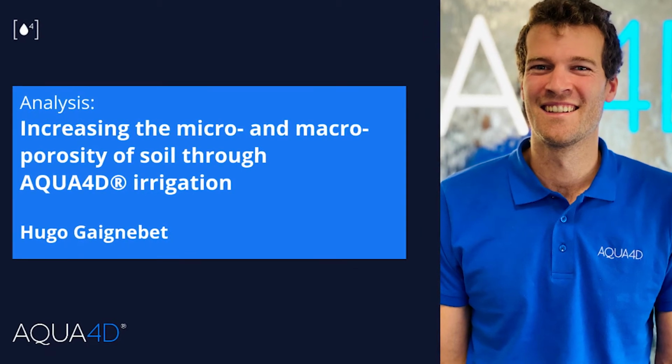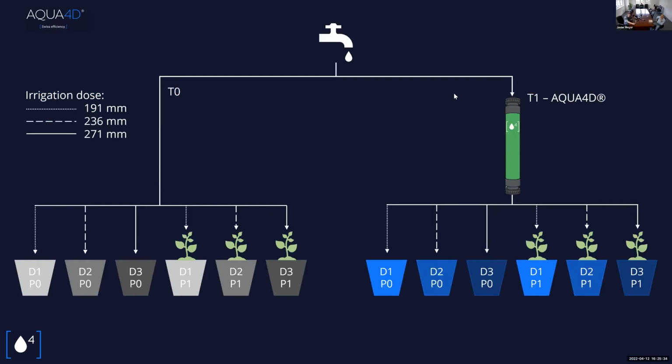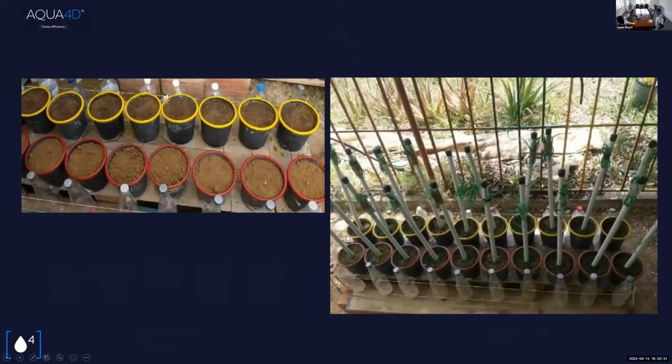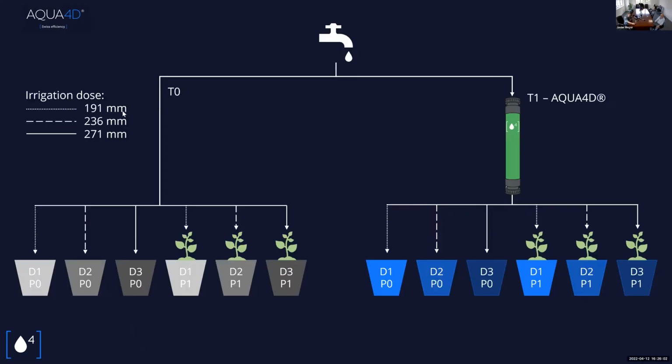They did an experiment in order to measure how AQUA4D was impacting the leaching effect. Here, basically, we're having an impact with irrigation dose, the fact that you have a plant, here in that case, it was barley in the pots. And the third variable is the fact that you have AQUA4D or you don't have AQUA4D.